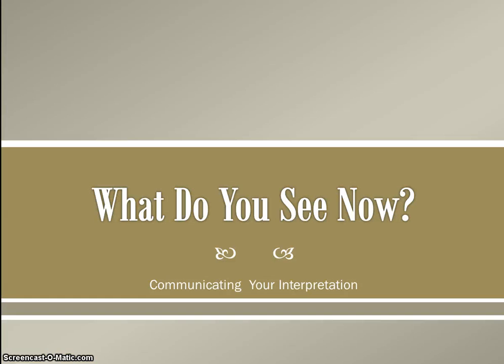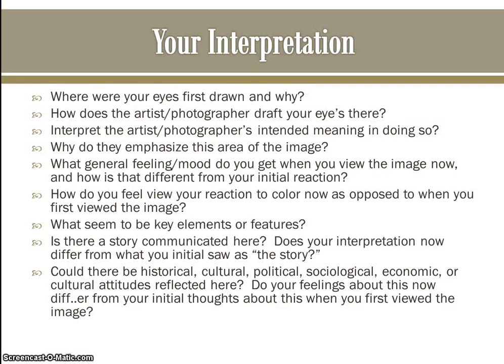So after you've gone through each of the smaller elements of the bigger work and analyzed them and talked about what they might mean, now it's time to put everything back together and communicate what you now see after you've analyzed all these small pieces, and to communicate your interpretation. So when you do this, you want to return to some of the same questions that you asked in the beginning. Where were your eyes drawn first, and why? Why the emphasis on this particular area of the painting or the photograph? Why did the artist or the photographer draw your eyes there? What was their meaning in doing so? Why did they emphasize this image?